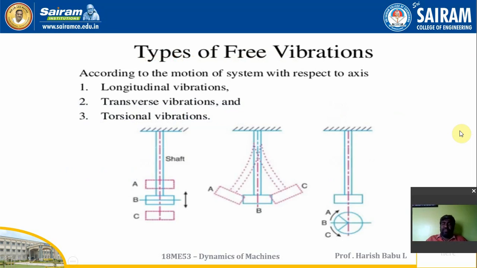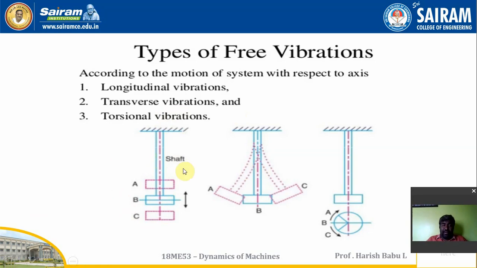So what are the types of free vibration you're going to get? According to the motion of the system with respect to the axis, there are three motions you're going to study: longitudinal vibration, transverse vibration and torsional vibration. The longitudinal vibration is when the vibration takes place along the axis. You can see over there, if B is the equilibrium position, it goes to A and comes back to C. It is acting along the axis. This kind of vibration is called longitudinal vibration.